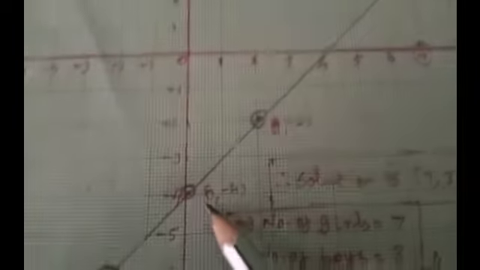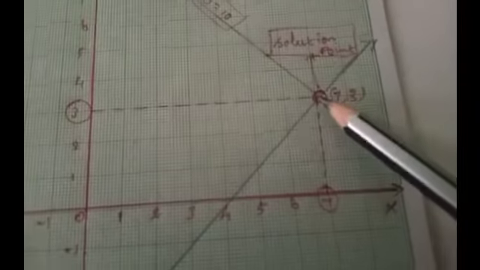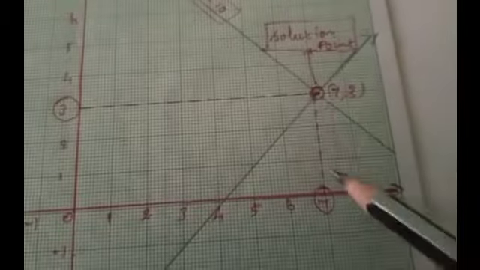And similarly for the second equation we have to plot the points minus 2 comma minus 6, 0 comma minus 4 and 2 comma minus 2. By using the scale we have to draw the straight line. Now these two lines will intersect at a particular point, so this point has to be noted.